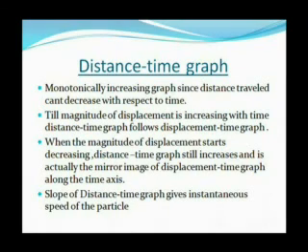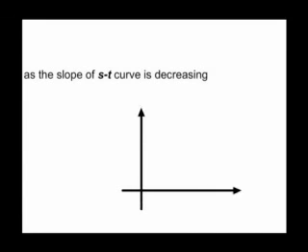So there are some similarities between displacement time graph and distance time graph. Till the magnitude of displacement is increasing with time, distance time graph also follows displacement time graph. When the magnitude of displacement starts decreasing, the distance time graph still increases, and it is actually the mirror image of displacement time graph along the time axis. Also the slope of distance time graph will give you the instantaneous speed. Now let's have a look at a typical distance time graph.